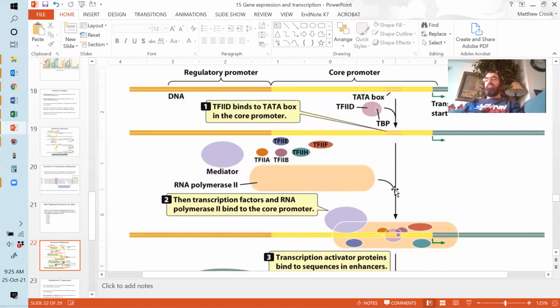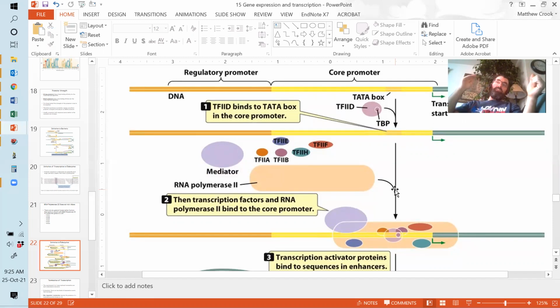Okay, so once we get to that point, transcription may start, right? It just doesn't do so very well. So we've got everything on the promoter, but unlike bacteria, it just sits there, right? So we've assembled the whole machinery, but we haven't started it yet.